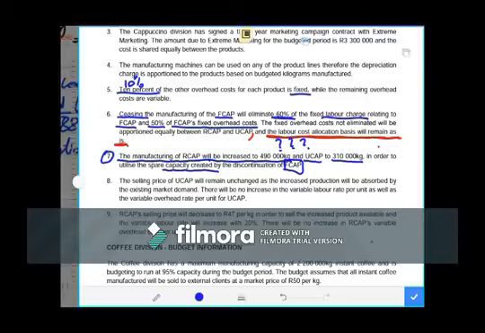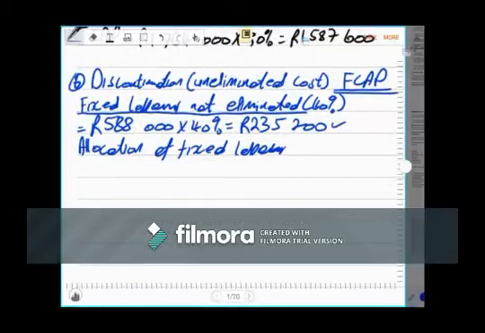So let's go there now and check how much was our labor that was not eliminated. And our labor not eliminated was 588,000. Times that by 40%, and that gave us the total of 235,200 rands. So now we have already calculated that. Then let us do now the allocation of this 40%. Then let us do the allocation, and we allocate this on the products, which are a regular cappuccino, R cap, and U cap.